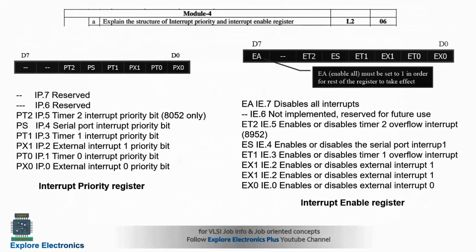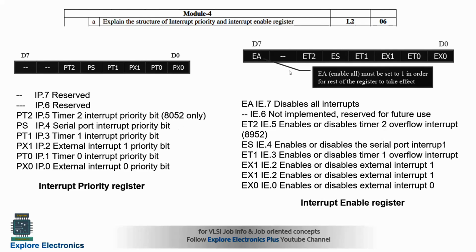The 4th module question: explain the structure of interrupt priority and interrupt enable register. Here 2 registers are asked related to interrupts. This interrupt priority register contains 8 bits. These 8 bits correspond to setting or resetting the priorities. So you can see over here PX0 corresponds to the external interrupt 0 priority bit, and similarly PT0 with respect to the timer 0 interrupt priority bit. Similarly we have 6 bits. The other 2 bits are reserved. They are not used over here. They are for future use.